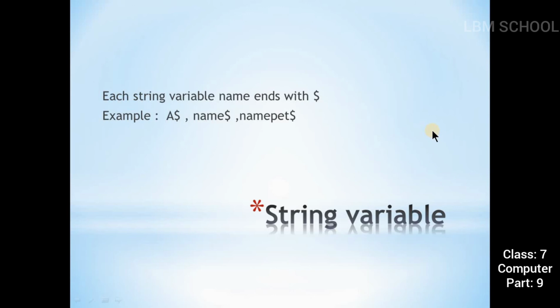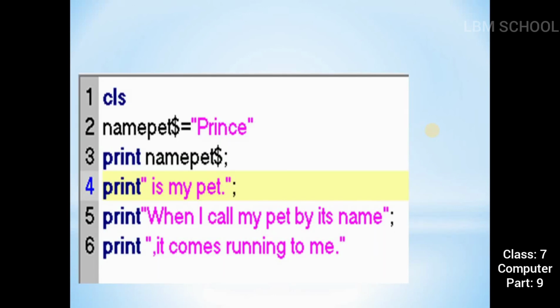Now let's learn some examples. This is a program. I am writing CLS at first to clear the screen. Name pet$ is equal to "Prince". Name pet$ means what? This is a string variable. Very good. And Prince is the name of the pet I am going to write. This Prince will be output as such because it is in quotation marks. Print name pet$.